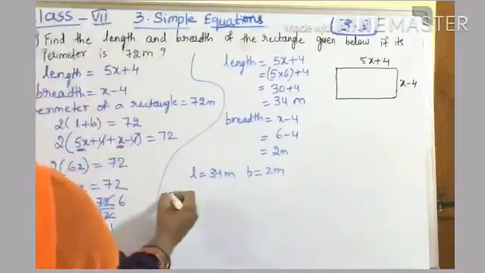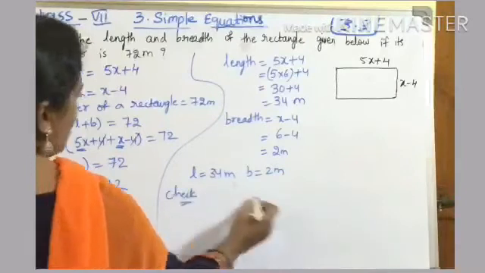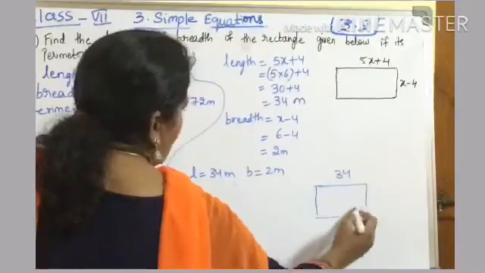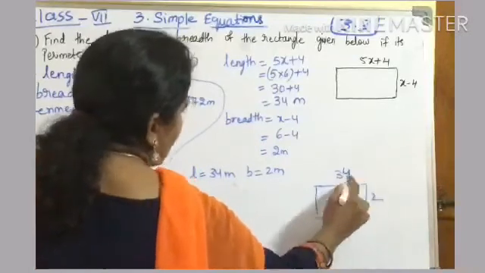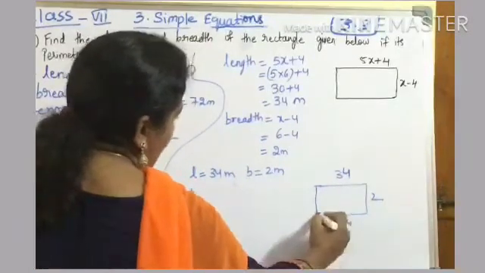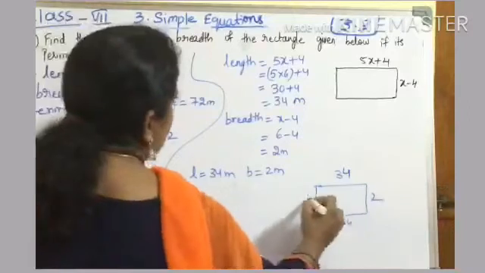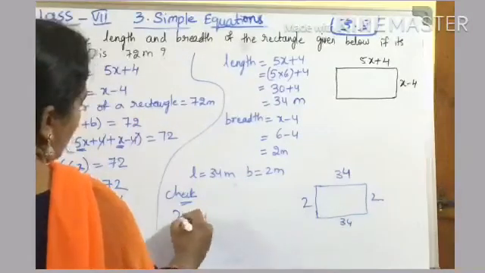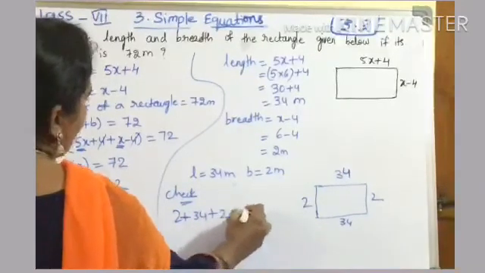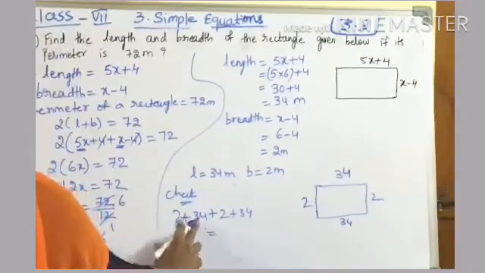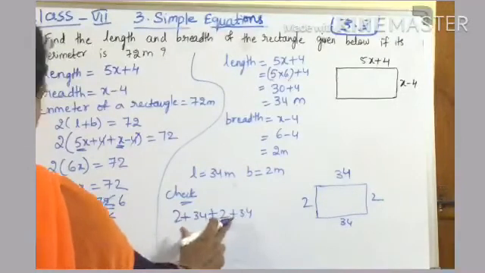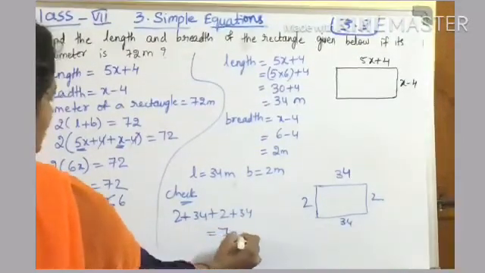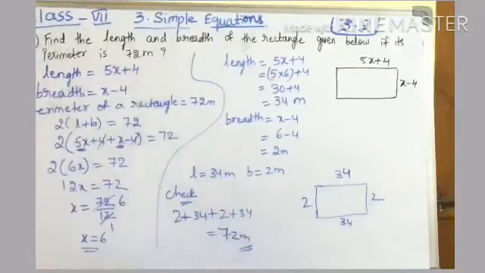Now we will check whether you got the correct answer or not. Suppose this is a rectangle. Here you got 34, here you got 2. If it is 34, the opposite side of the rectangle is also 34. If it is 2, here also 2. So when you add 2 plus 34 plus 2 plus 34, how much are you going to get? 2 plus 34 is 36, 36 plus 2 is 38, 38 plus 34, you got 72 meters. That is given in the question.